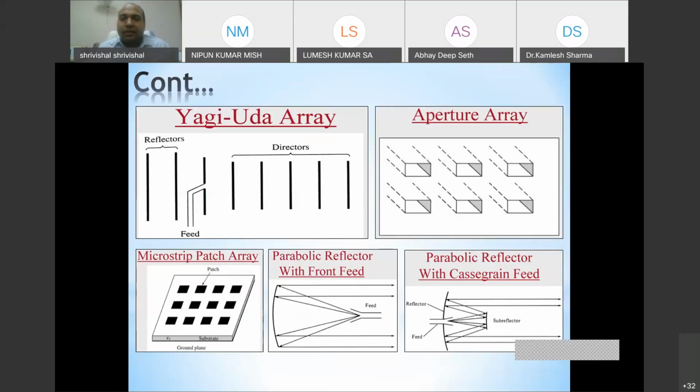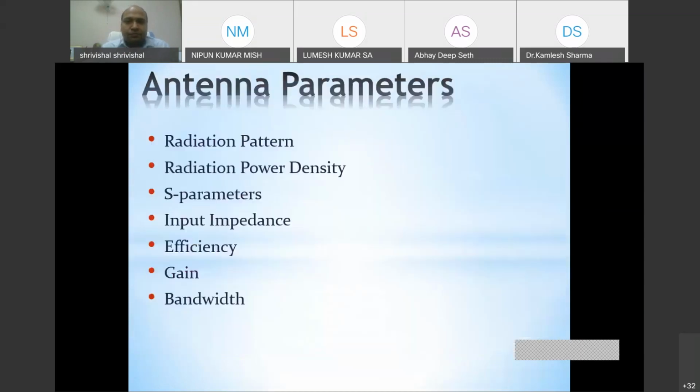Then aperture arrays, this is another kind of antenna, microstrip patch array, parabolic reflector with front feed, parabolic reflector with Cassegrain feed. For DTH applications we are using these kinds of antennas. We are using parabolic reflector structures to receive the electromagnetic waves from space, and we are receiving the signals at our home.